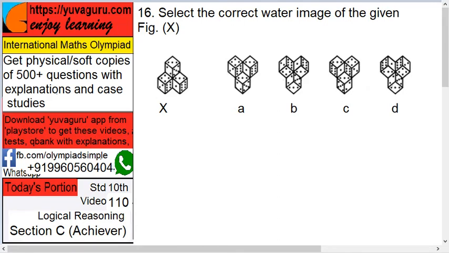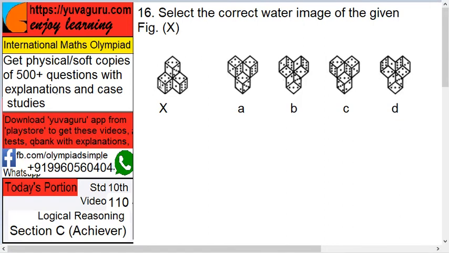Let's start. Select the correct figure, water image of the given figure X. Water image means what? Here there are two types of images, mirror image and water image. Water means water will always be placed at the lower end and mirror can be placed anywhere over here. So water means definitely it is down. Now we have to imagine how will this figure look in water.